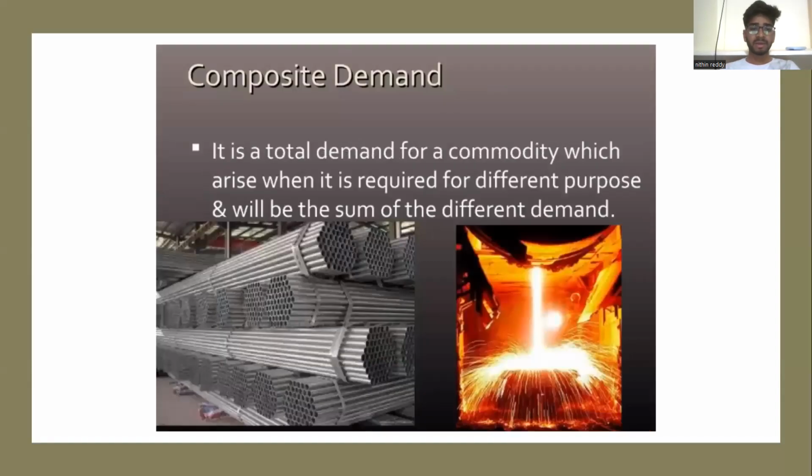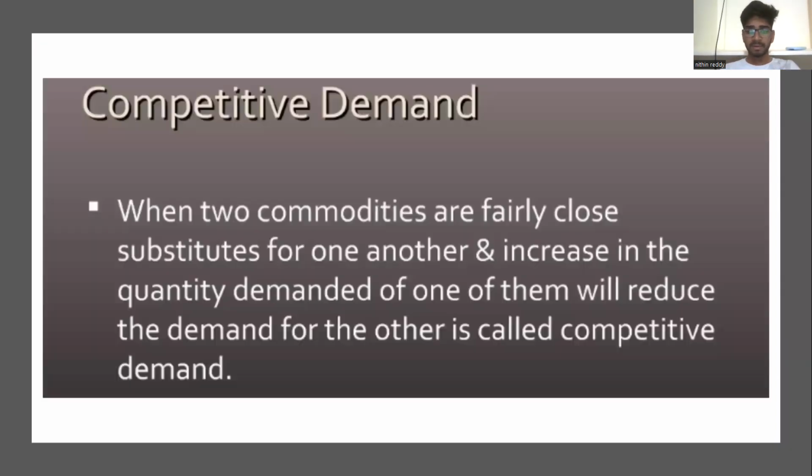Composite demand. It's a total demand for a commodity which arises when it is required for different purposes and will be the sum of different demands. Competitive demand. When commodities are fairly close substitutes for one another and an increase in the quantity demanded of one of them will reduce the demand for the other, it is called competitive demand.